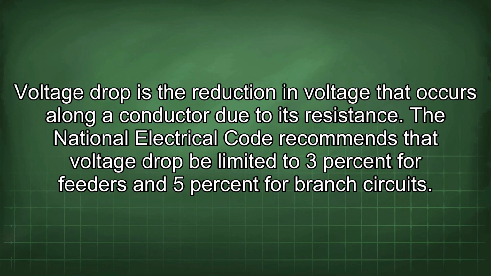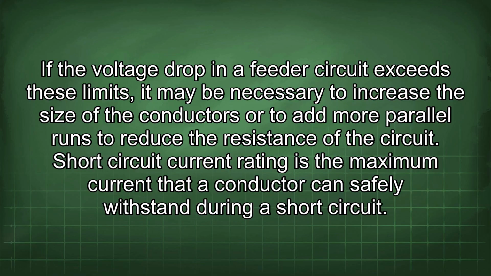Voltage drop is the reduction in voltage that occurs along a conductor due to its resistance. The National Electrical Code recommends that voltage drop be limited to 3% for feeders and 5% for branch circuits. If the voltage drop in a feeder circuit exceeds these limits, it may be necessary to increase the size of the conductors or to add more parallel runs to reduce the resistance of the circuit.